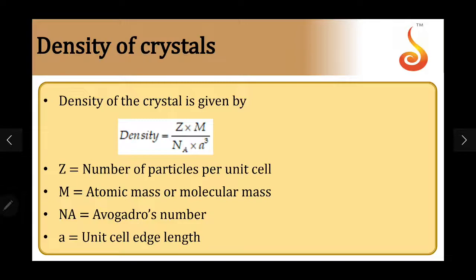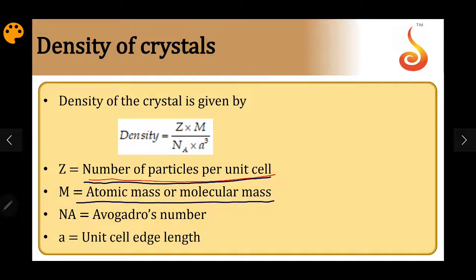So m is nothing but the number of particles times the mass of each particle. The number of particles is Z, and depending upon whether it is simple cubic or body centered cubic or whatever, we get the Z value. M is the atomic mass or molecular mass of the particle, and since we take the molar mass, it is divided by Na, the Avogadro number. So when you divide M by Na, you get the mass of one particle, and a cube is the volume of the cube, that is the unit cell. So a is the unit edge length. Only the cubic system we are taking, so it is a cube. So density is given by Z into M by Na a cube.